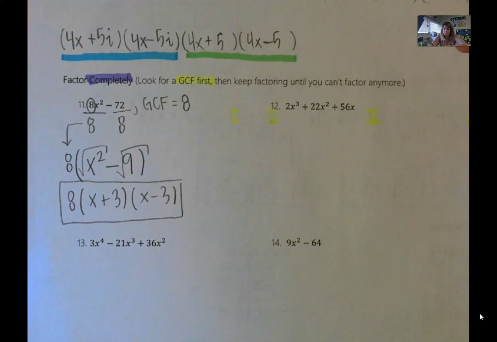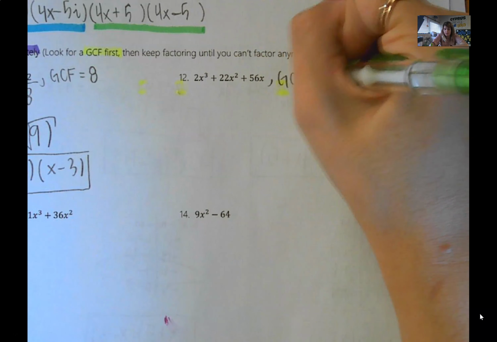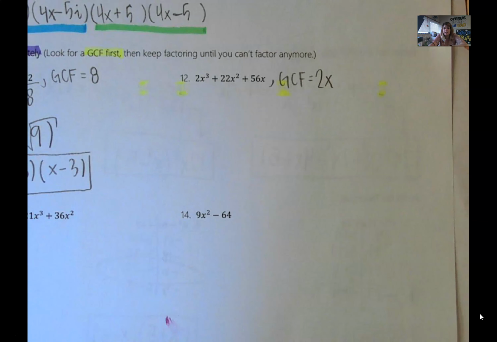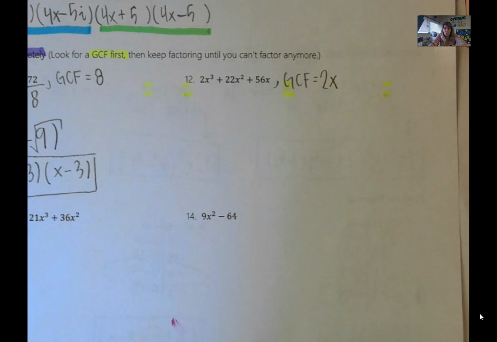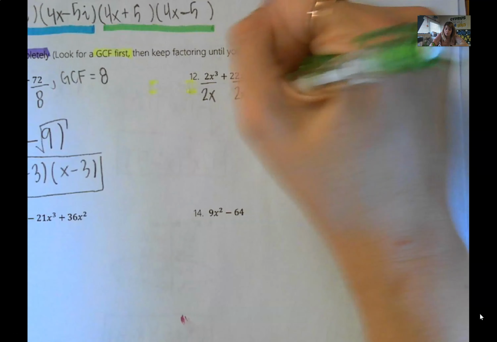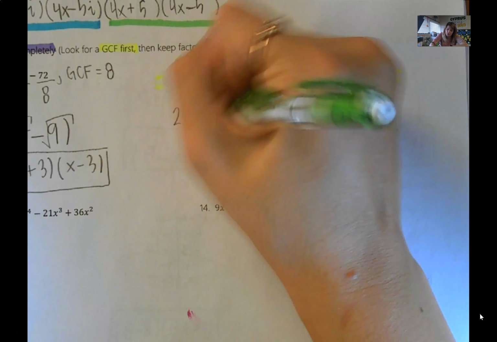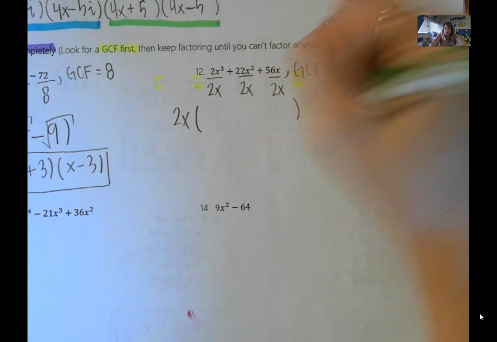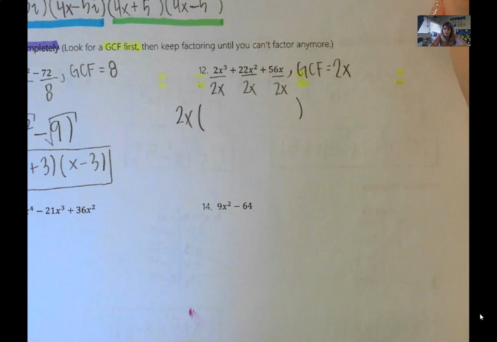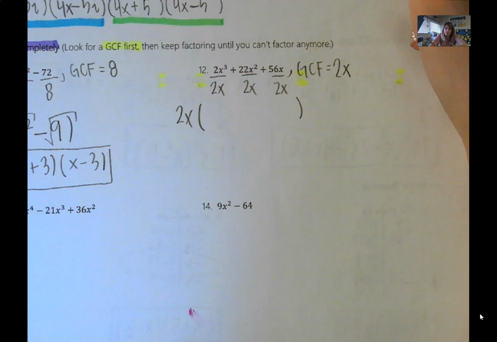Next up, we ask ourselves, is there a GCF? Well, there's a 2 on the front and an x on the end, so we're going to need to take those out. We're going to divide each term by 2x. You must actually write out the resulting trinomial. You have your 2x on the outside. Now be careful to divide out a 2x from all of these.